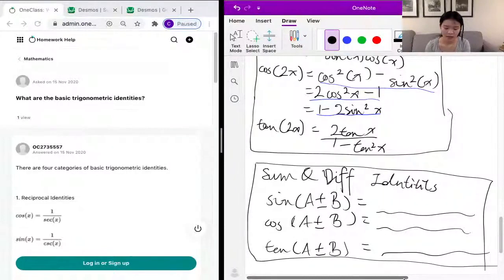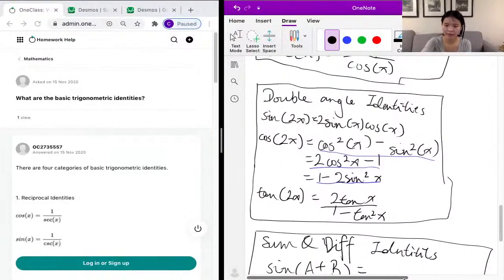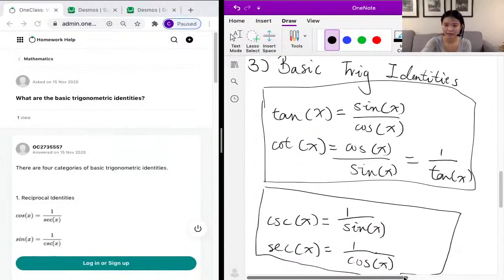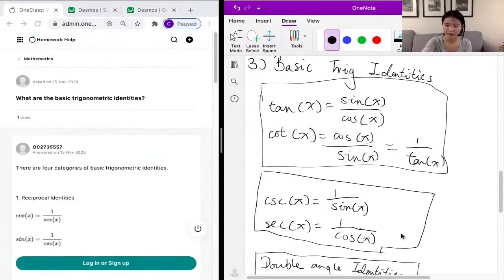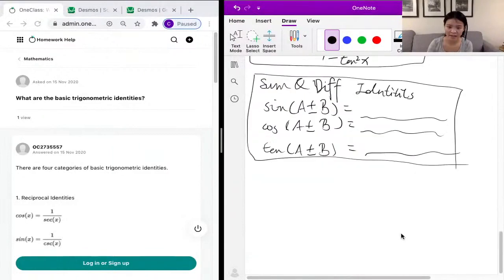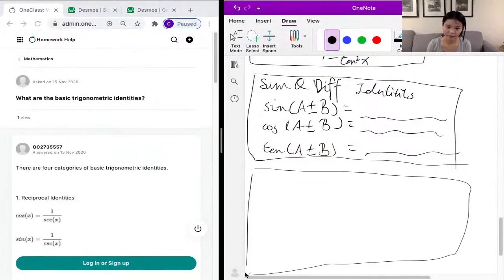I think these are the four categories that are the most common, but there's another category that's pretty common, and it's called the Pythagorean identities. Pythagorean, like Pythagoras.